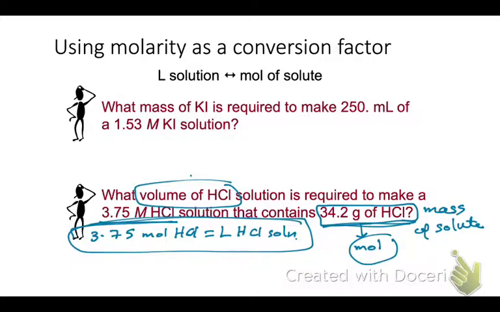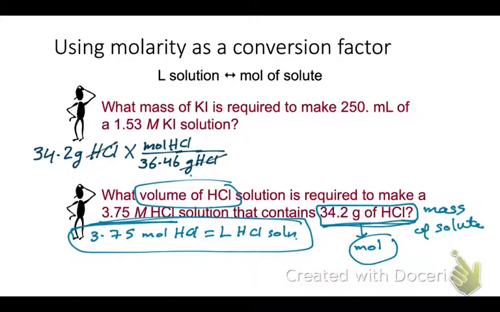Now, I'm going to start with 34.2 grams of HCl, and I'm going to convert that into moles. So I'm going to say 1 mole of HCl has a molar mass of 36.46 grams of HCl. Now grams cancel out and I have moles of the solute. Now I'm going to use the molarity conversion factor, and I'm going to say, okay, here is what I know. I want to cancel moles of HCl.